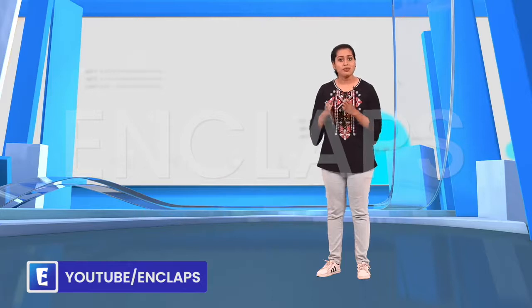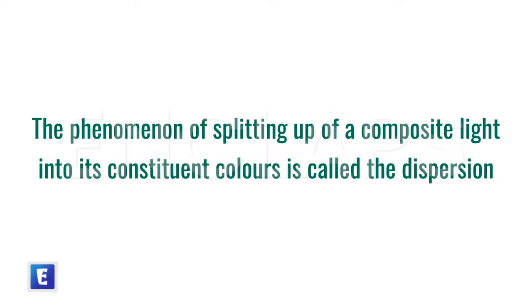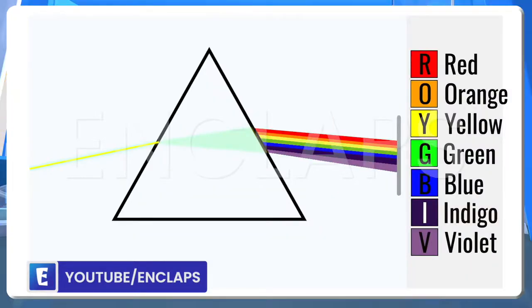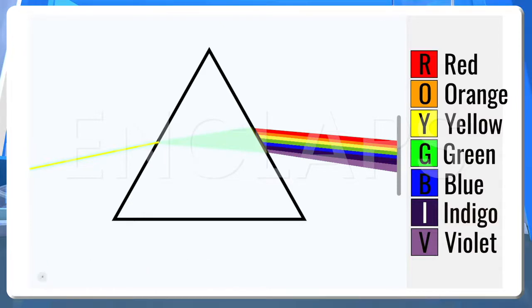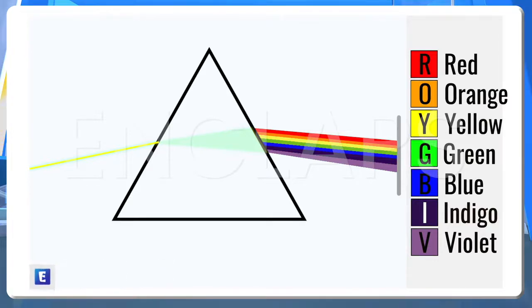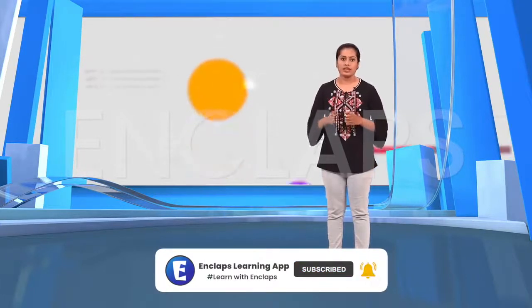Any light that is composed of more than one color is a composite light. The phenomenon of splitting up of a composite light into its constituent colors is called the dispersion. The angular array of colors formed by dispersion is the visible spectrum. If we observe the visible spectrum, we can identify that the color which deviates the most due to dispersion is violet and the color which deviates less is the red. The extent of deviation is dependent on the wavelength of the colors.